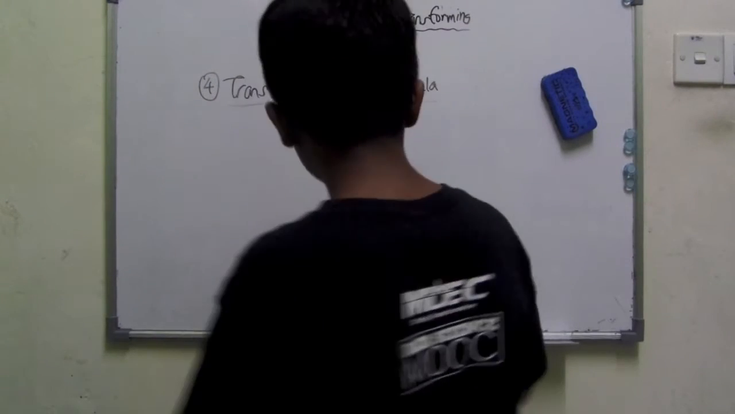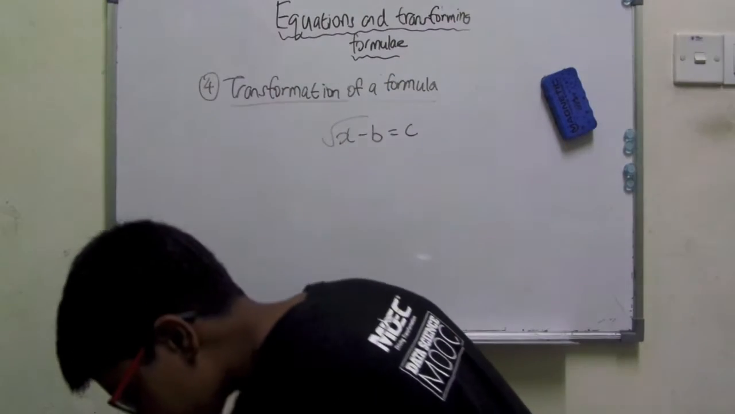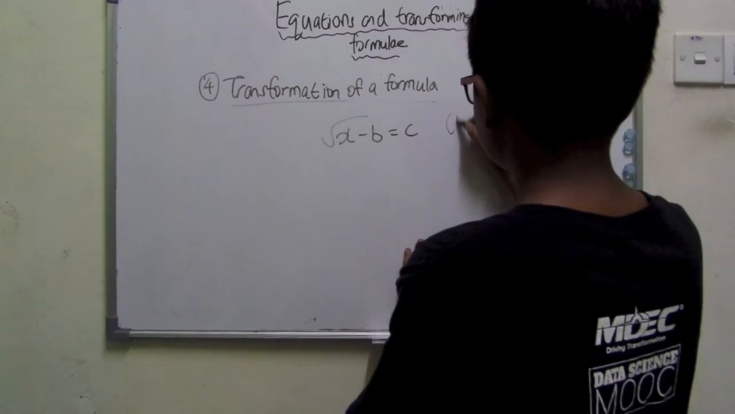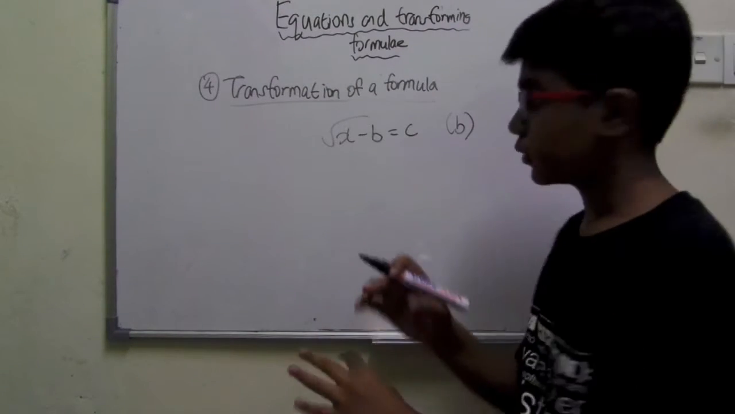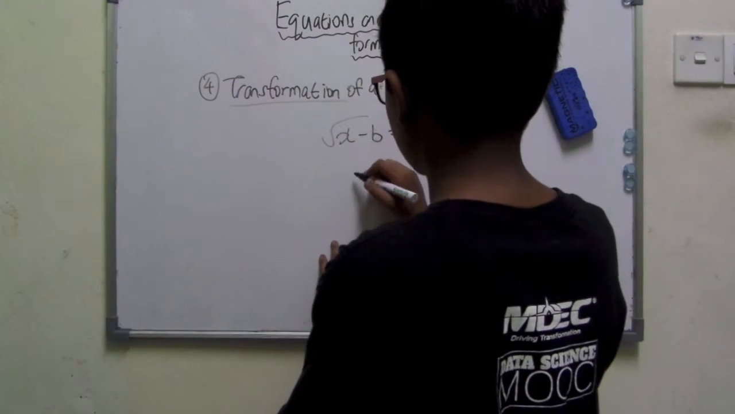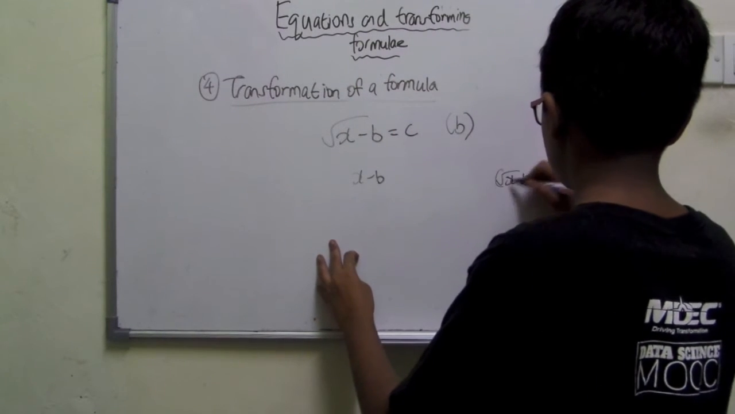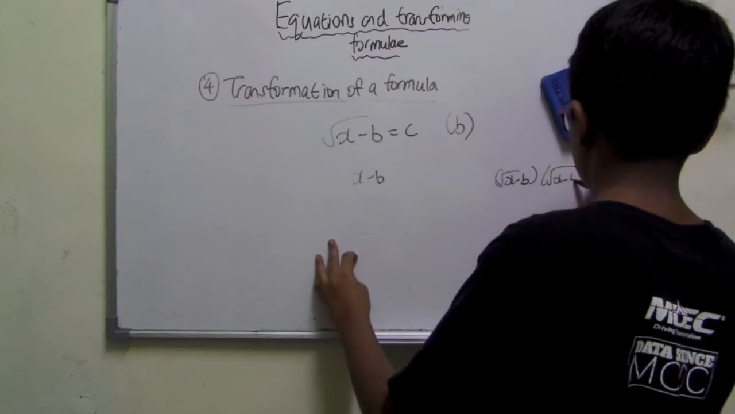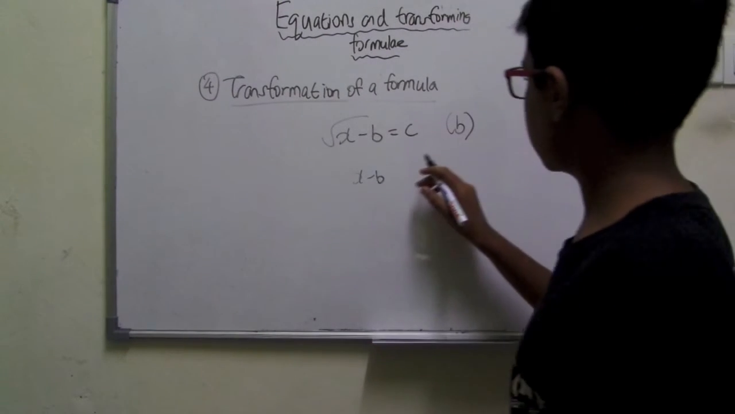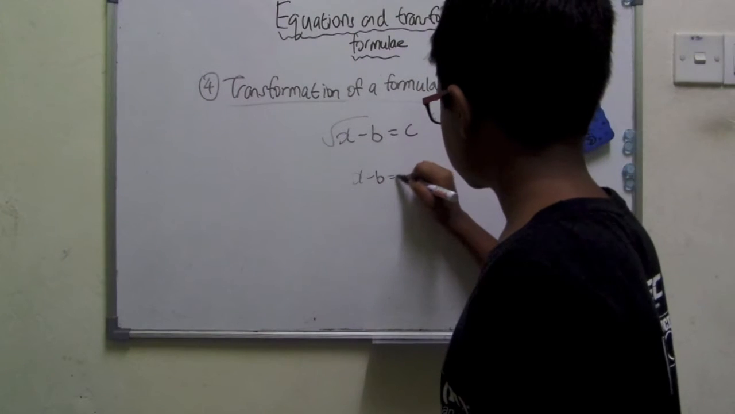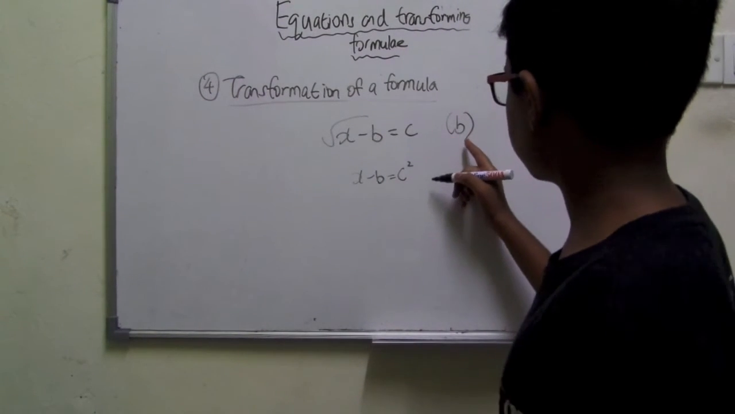The last sum we're going to be doing today is this, a whole root, and we need to change this in terms of b. Square both sides. First step, square both sides. Very quick. So root (x minus b), whole squared, is x minus b, because root (x minus b) times root (x minus b) is obviously x minus b. And c squared is c squared. So we need to change this in terms of b.